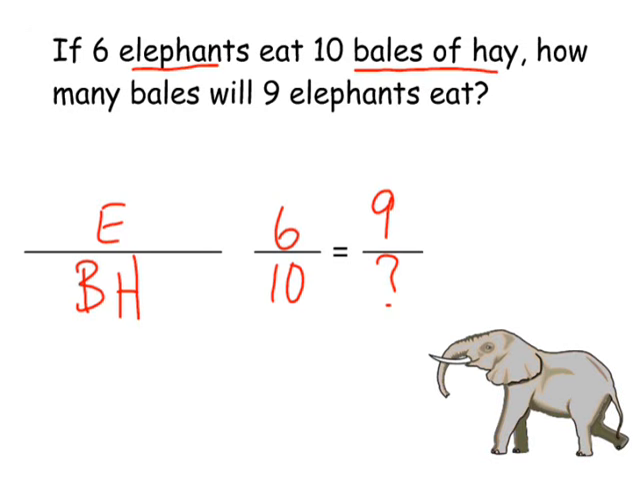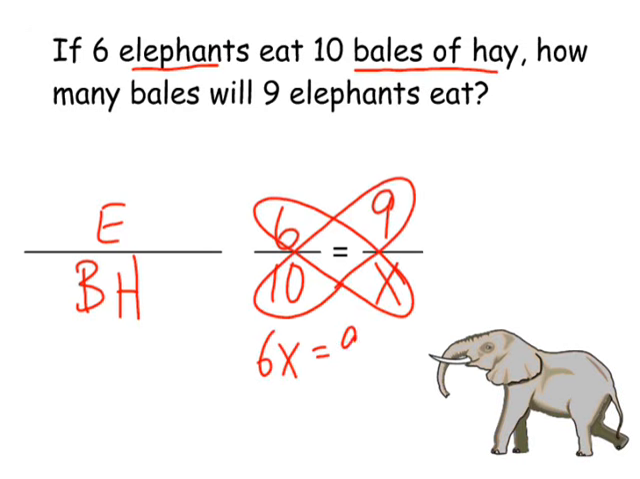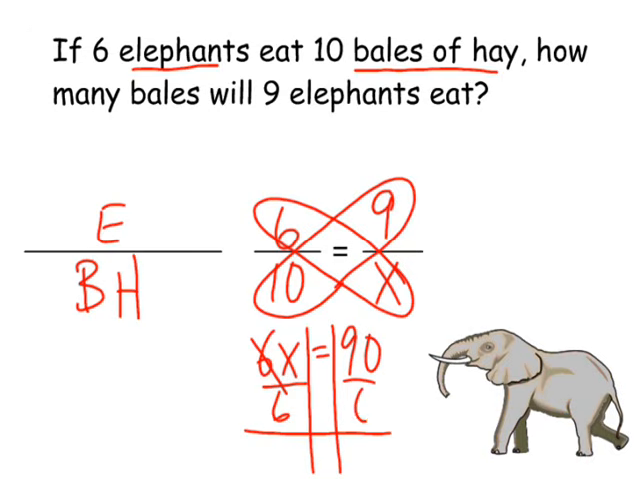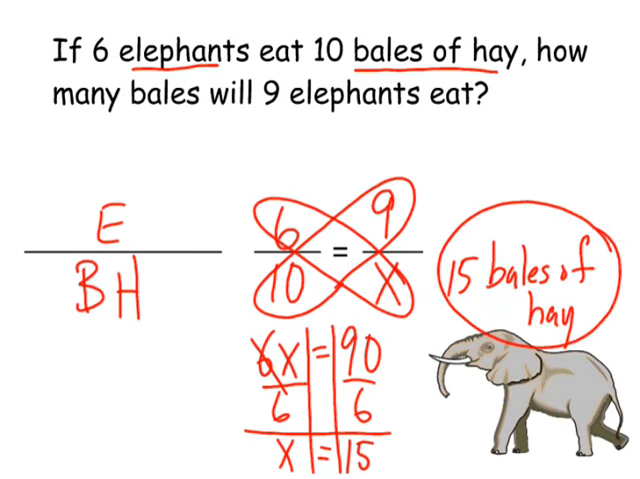Now I could use equivalent fractions or cross multiply on this. I think I'll cross multiply. So instead of a question mark, I'm going to use x. So 6 times x is 6x. 9 times 10 is 90. I have a nice one-step equation to solve. Divide by 6, and 90 divided by 6 is 15. So the elephants would eat 15 bales of hay. So that's how you can use proportions to solve word problems.